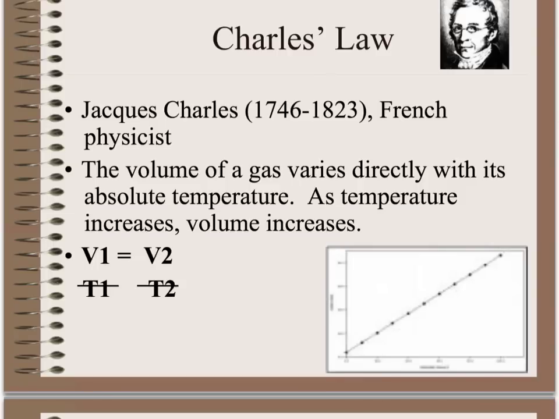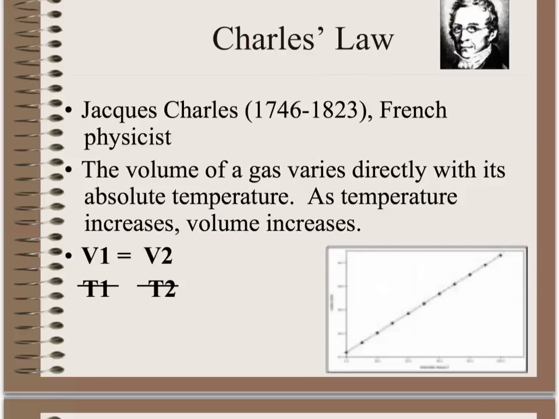Okay guys, we're getting close. Bear with me, we're almost done. This is the last law we're going to talk about in this video. And this is Charles' law. His name is Jacques Charles. And he's a little later than Boyle. He was in the late 18th century, and he's a French physicist. And he found that the volume of a gas varies directly with its absolute temperature.